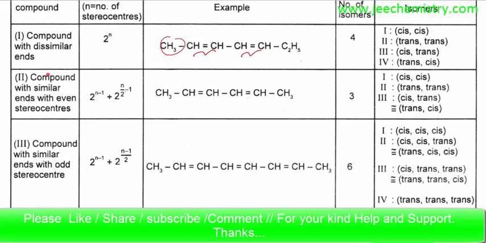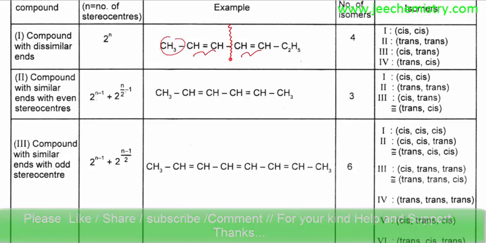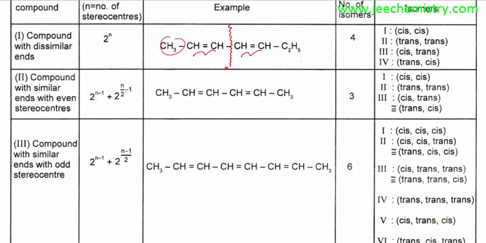So for compounds with dissimilar ends, here is 1 2 3 4 5 6, so we have to draw the middle. Here also 1 2 3 4 5 6, we have to draw a middle. And 1 2 3 4 5 6 7 8, you have to draw this middle.